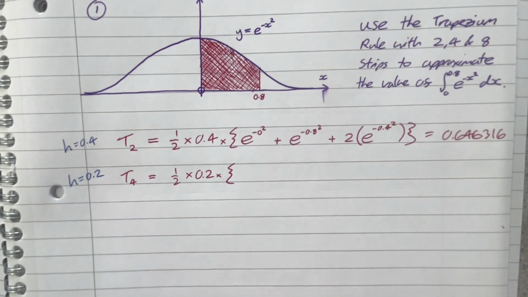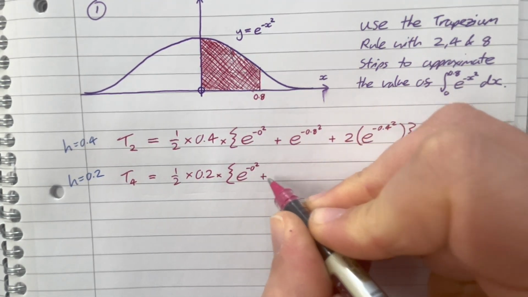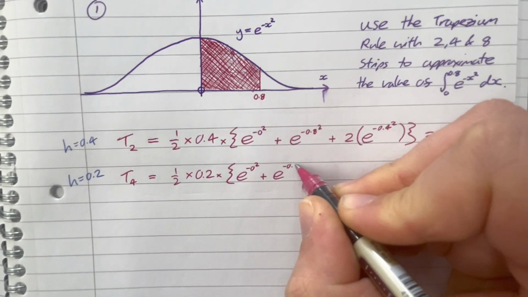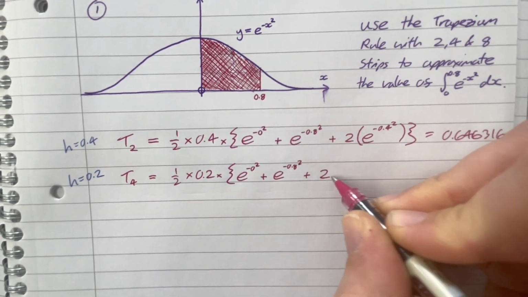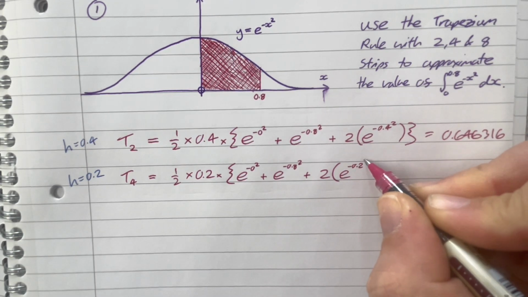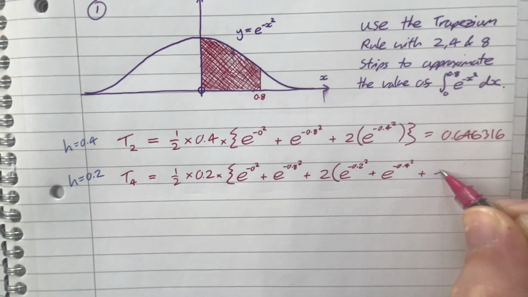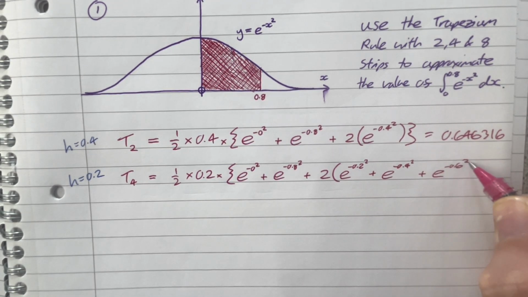Times, and now we're going to put the first value in, which is the same as before, plus the last value, which is the same as before, plus 2 times all the other values, but this time we've got e to the minus 0.2 squared, plus e to the minus 0.4 squared, plus e to the minus 0.6 squared.